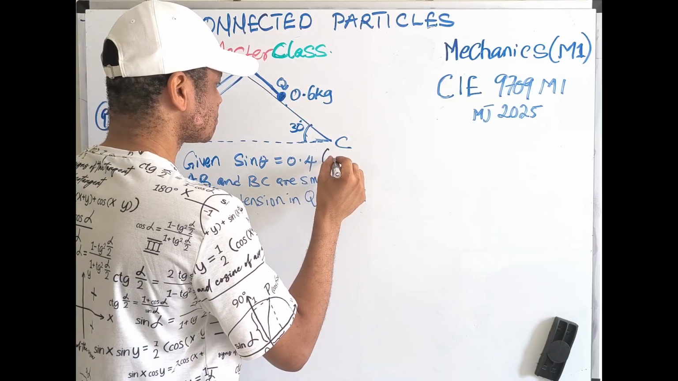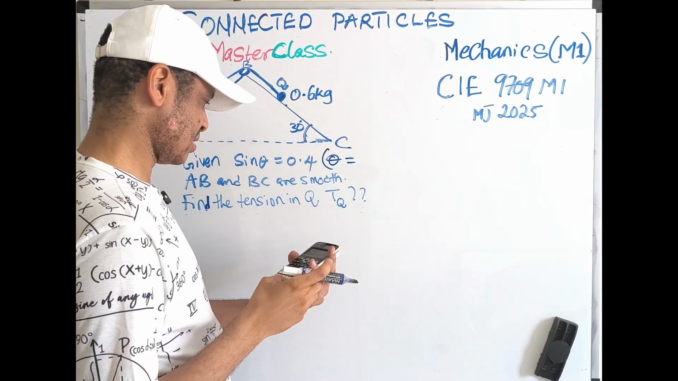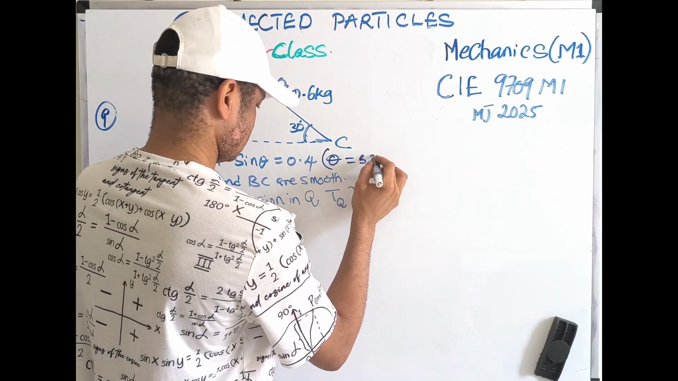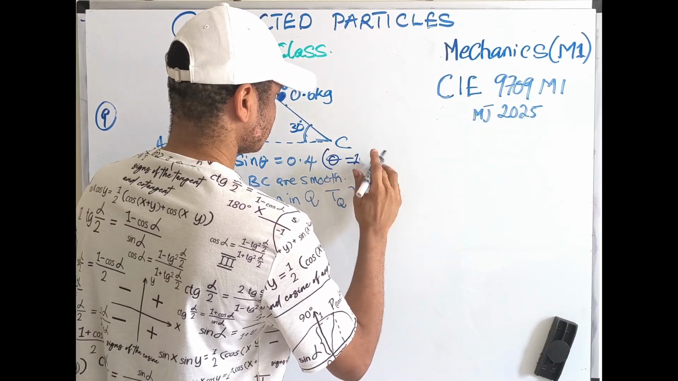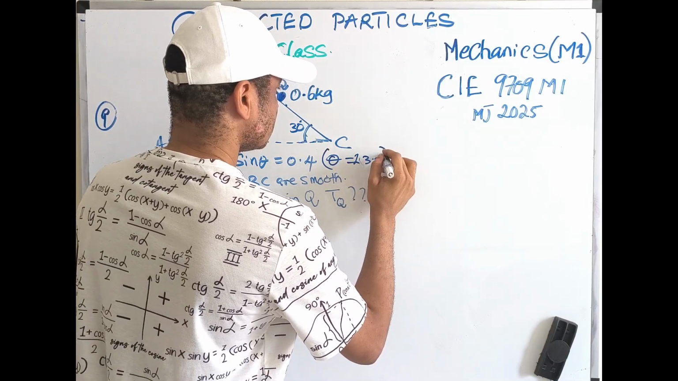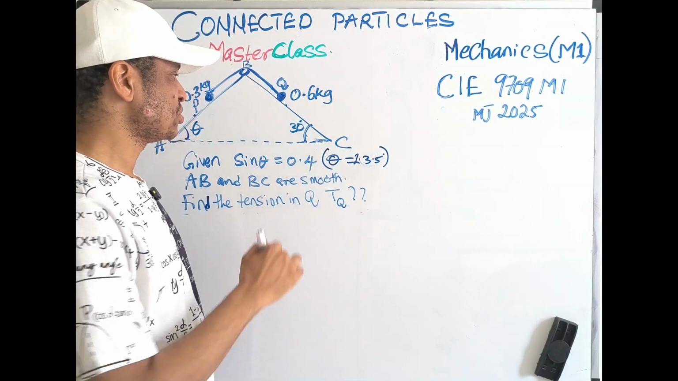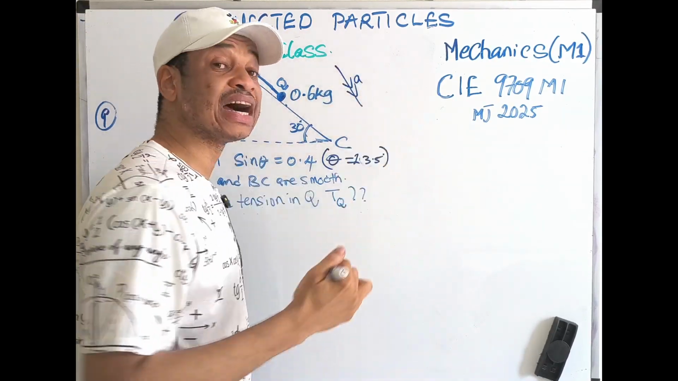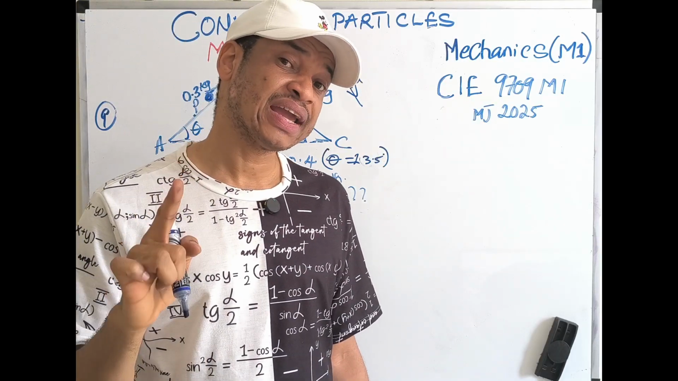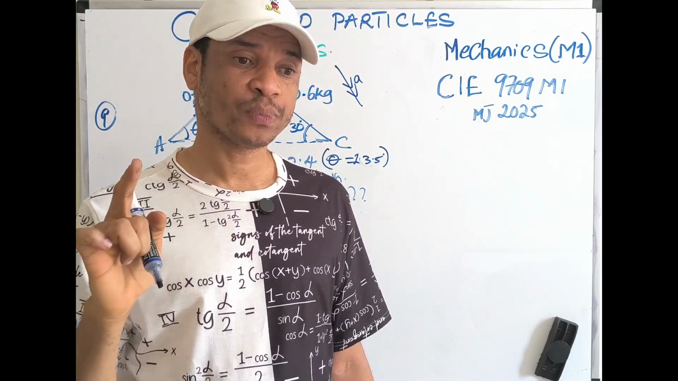If you do this, theta is 23.5. So the particle will move in this direction. So that's how we know. It's about to move on the line with greatest slope.